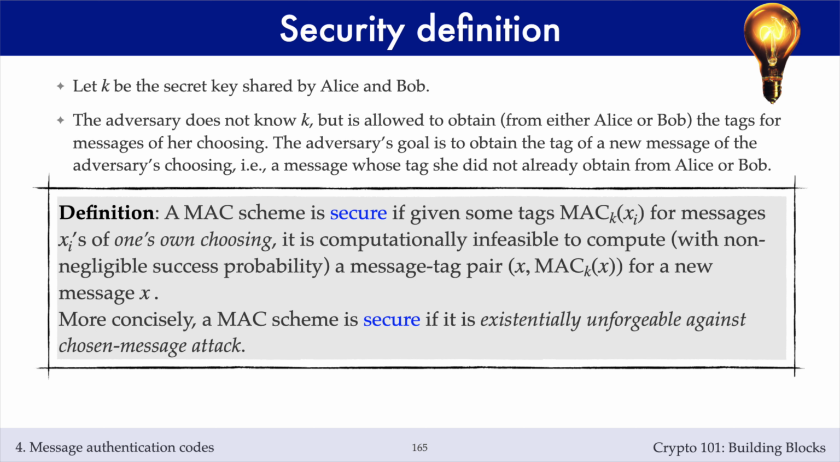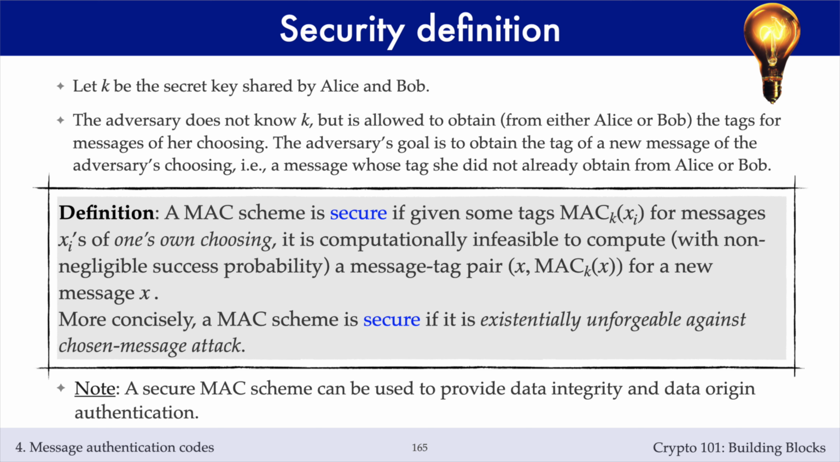A MAC scheme is said to be secure if, given some tags for messages of the adversary's choosing, it is computationally infeasible to compute, with non-negligible success probability, a valid message tag pair for any new message. More concisely, a MAC scheme is secure if it is existentially unforgeable against chosen message attack. A secure MAC scheme can be used to provide data integrity and data origin authentication.